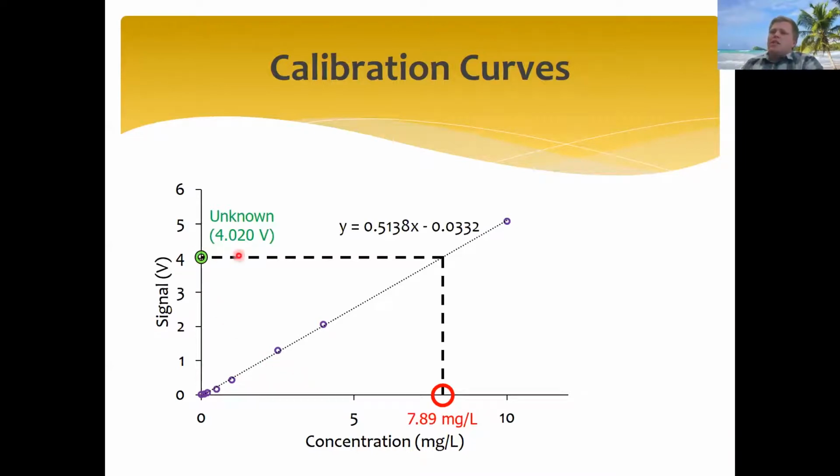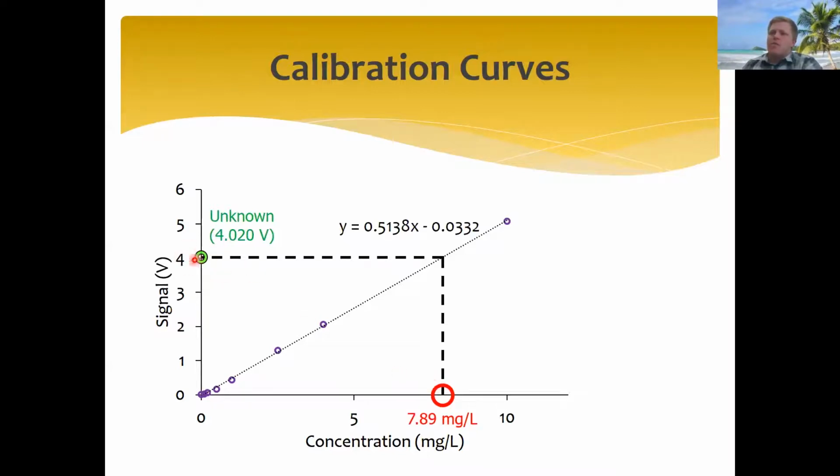But doing this visually, so trying to put a ruler there and draw a perfectly straight line in this direction, draw a perfectly straight line in that direction, and then figuring out exactly where that is hitting on this x-axis is not a great way to do this. So we have an equation here for our calibration curve, and we're going to use that to solve for where, or what our x value is for our unknown.